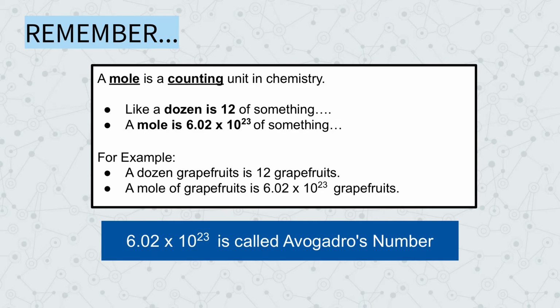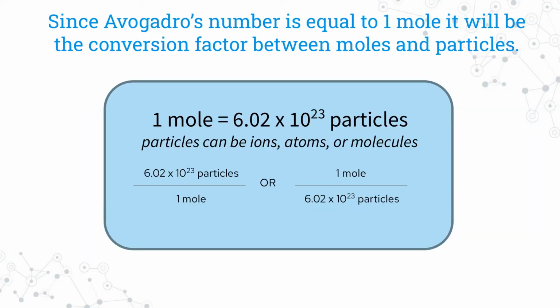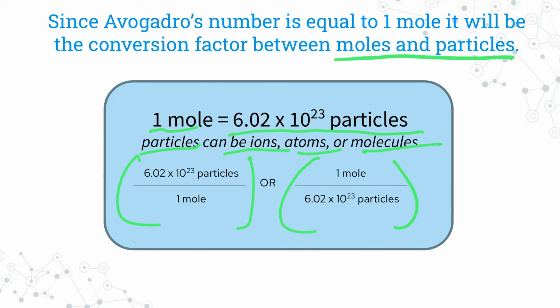For example, a dozen grapefruits is 12 grapefruits. A mole of grapefruits is 6.02 times 10 to the 23rd grapefruits. This number here is called Avogadro's number. Since Avogadro's number is equal to 1 mole, it will be the conversion factor between moles and particles. So 1 mole of something is 6.02 times 10 to the 23rd particles. Your particles can be ions, atoms, molecules. So we can use this conversion factor or this conversion factor.